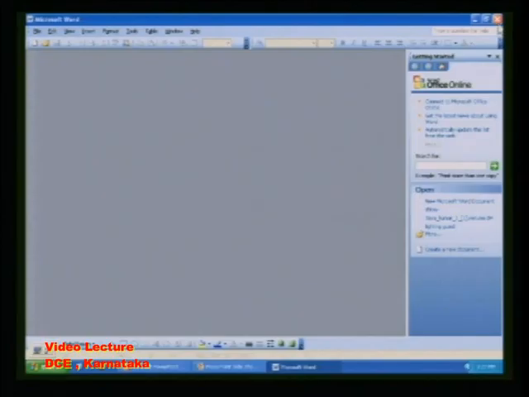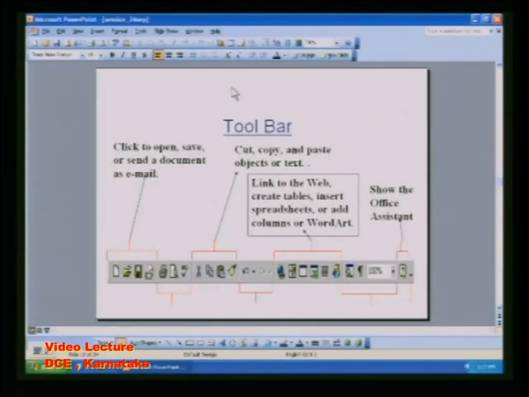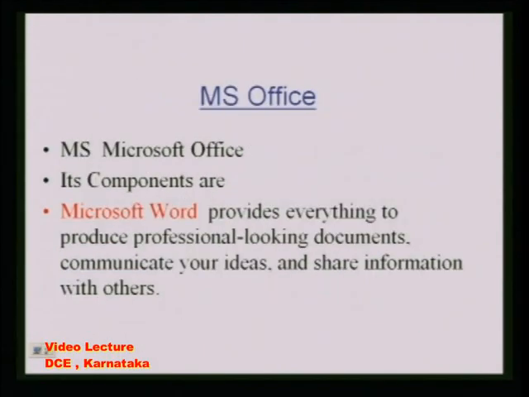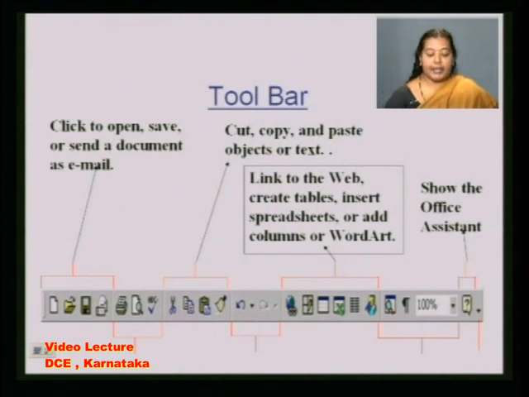So what we will see what are these toolbars actually. So we will see what are the toolbars. Now you go to this option, just see this, click to open, save or send a document through email. So all these figures are for click to open, save or send a document as email.